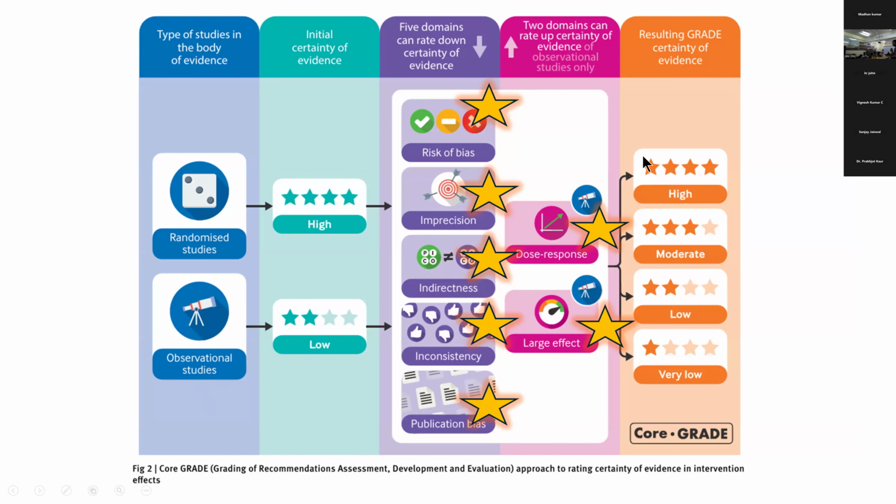So with this, we have looked at all the domains for rating down for risk of bias, and we've also looked at domains for rating up the certainty of evidence. Next week, we'll look at how to formulate the GRADE table as well as how to move to guideline recommendations. Thank you.